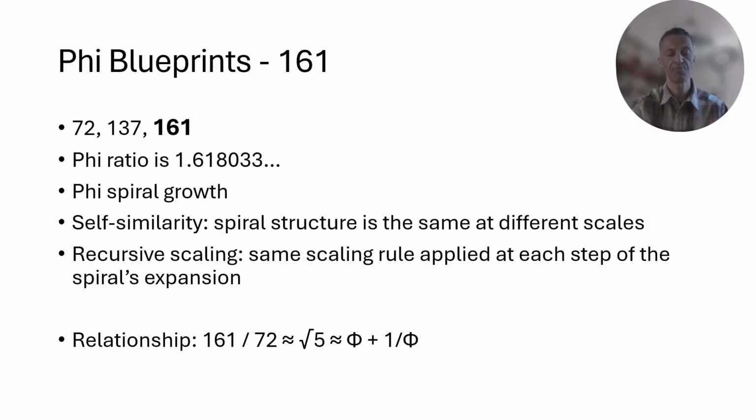One interesting quirk about these three blueprints is the relationship between the 72 and the 161. If you take 161 and divide it by 72, you actually end up with the square root of 5. And the square root of 5 is the equivalent of the Phi ratio plus its inverse. So there you have it. Very simple, very elegant. 3 blueprints, which are called the Phi blueprints, 72, 137, and 161, that underlie all this spiral growth pattern, all this fractal recursive pattern of these spirals and vortices.